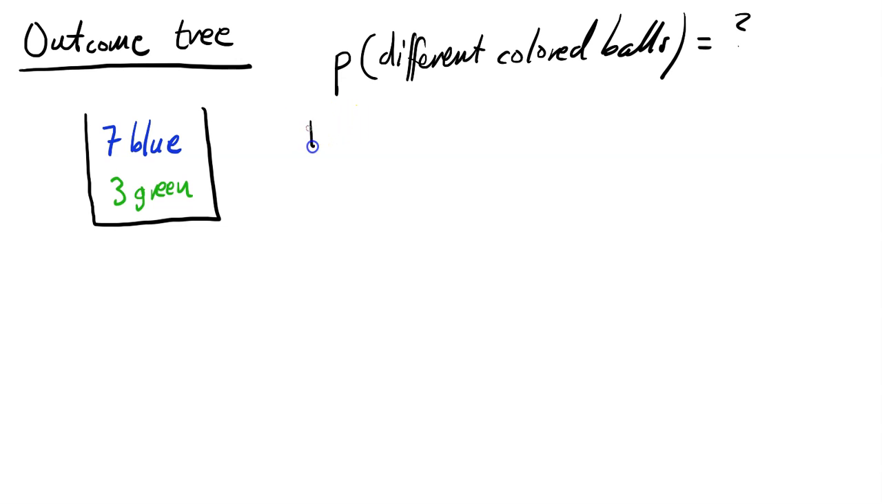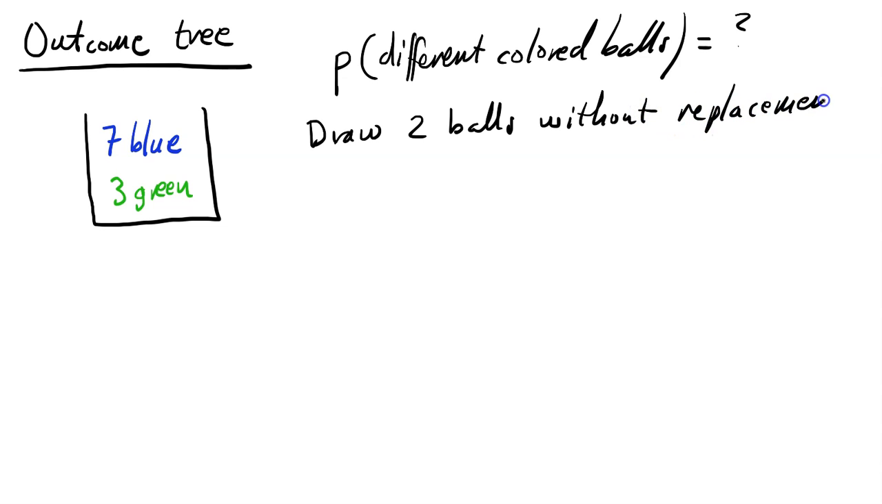Okay, so different colored balls. We draw 2 balls without replacement. In practice, that means that we draw 2 balls at once at the same time, or we draw 2 balls one after each other, but without replacing, without putting back the first ball when we draw the second ball. So that's what it means to draw 2 balls without replacement. Okay, so now let us see how this can be calculated. And then we can use an outcome tree.